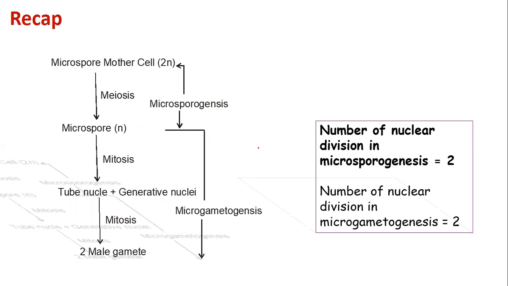The number of nuclear divisions in microgametogenesis is also two. But suppose the question is asked: what is the number of nuclear divisions from microspore mother cell to form male gametes? Of course, the answer is 4. Understood? Please note it.